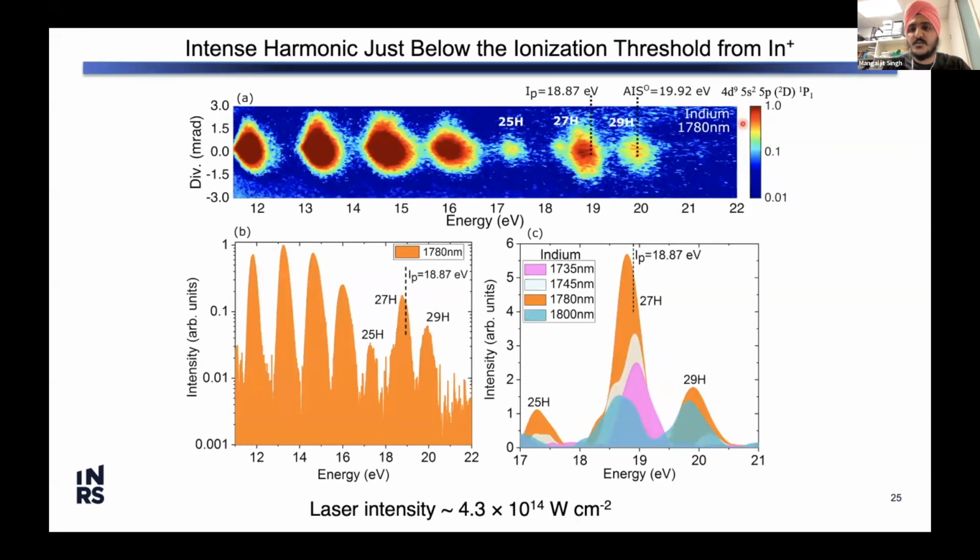We further explored this enhancement using longer mid-infrared laser wavelengths. Again, the ionization threshold is about 27-photon resonant with 17 to 18 nanometers, and again we see this harmonic enhancement located just below the ionization threshold. And when we change the driving laser wavelength away from the resonance, the enhancement again diminishes.